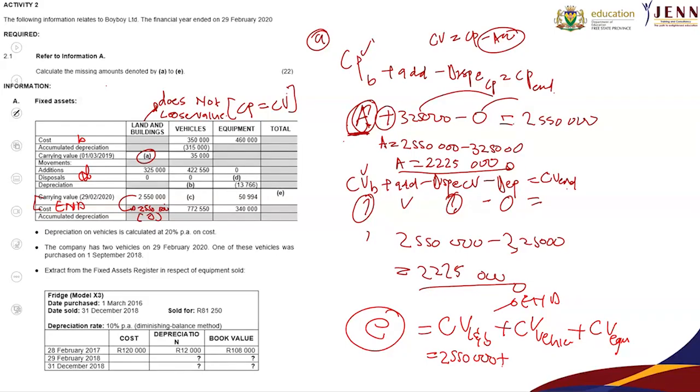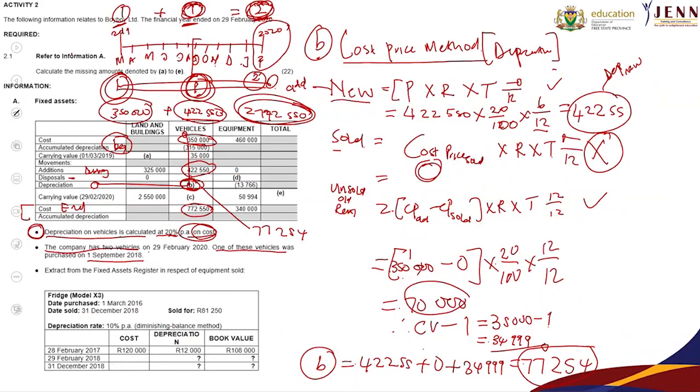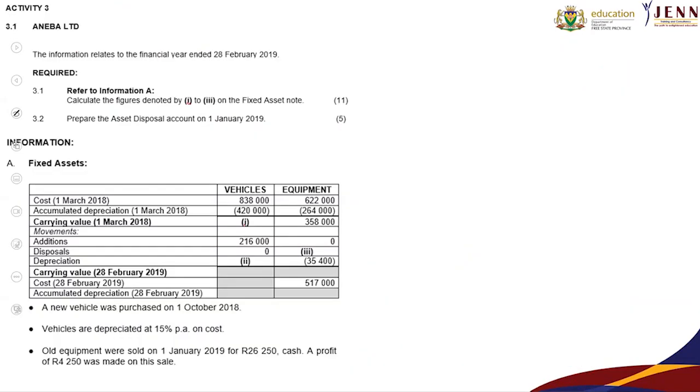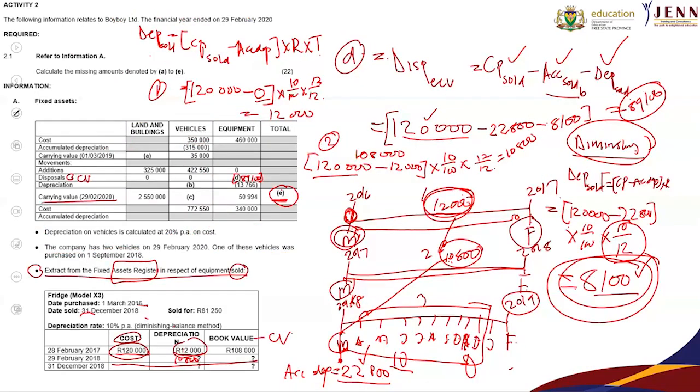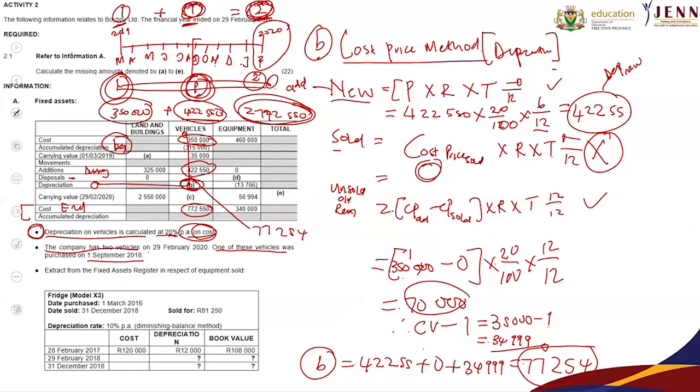Carrying value of the vehicles. We calculated carrying value of the vehicles somewhere. What was the carrying value of the vehicles? That was C, letter C. Right, let's go back and calculate our letter C. Let's see what we have. Now let's find letter C. Here we said, how are we going to find letter C? We are going to say carrying value at the beginning plus additions minus depreciation is equal to carrying value at the end. Let me just remind you of the formula where we found the carrying value at the end.